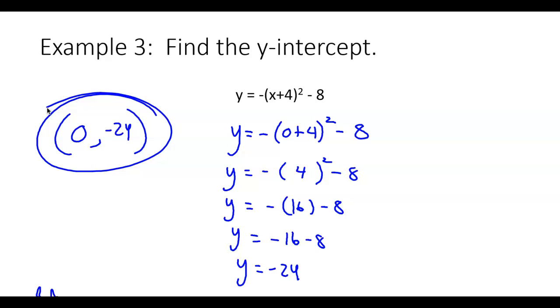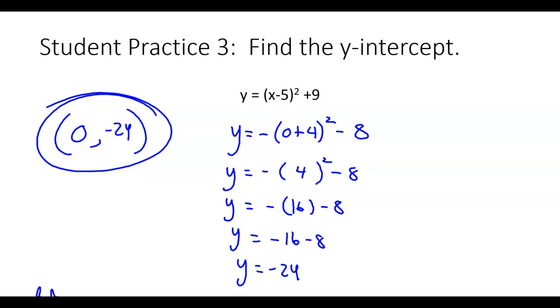Well, we picked the x. We made the x 0. All right, so there's one for you, and that'll be it for today. So find your y-intercept, and we'll be done.